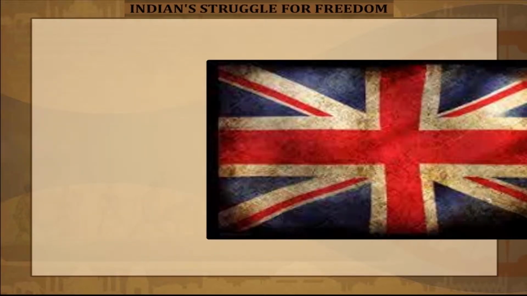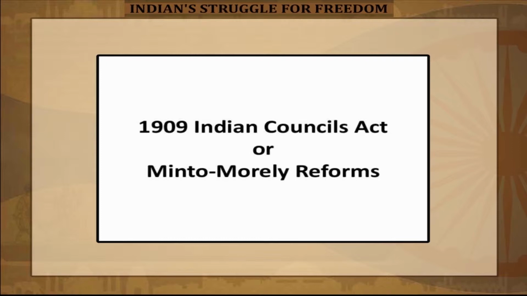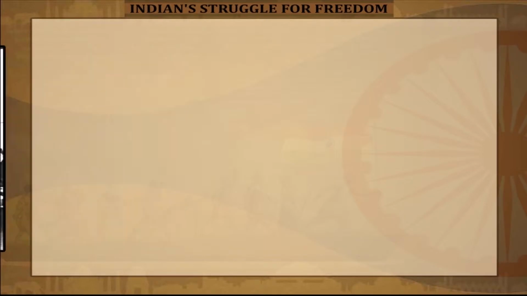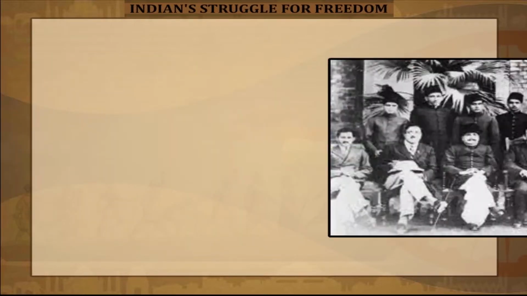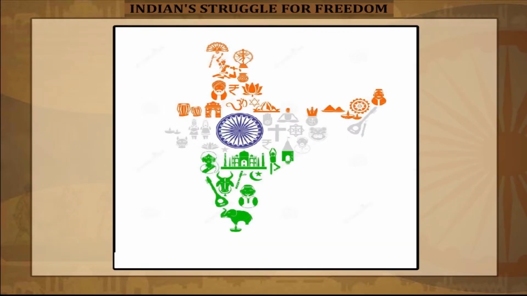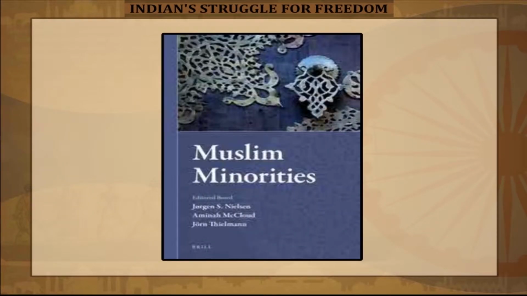Morley-Minto reforms. The British tried to placate the moderates by passing the Indian Councils Act of 1909, also known as Morley-Minto reforms. The Act increased the number of elected members in the Imperial Legislative Council so that they were at par with the English. The number of members in the provincial councils were also increased. The Act also introduced separate electorates for the Muslims, which meant that there would be separate constituencies for the Hindus and Muslims. The Hindus could vote only for Hindu candidates. This was done in the name of protecting the Muslim minority.